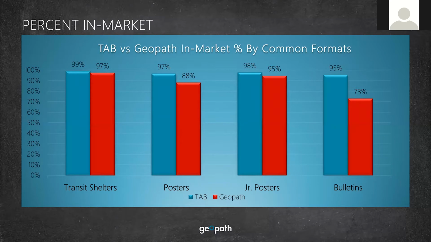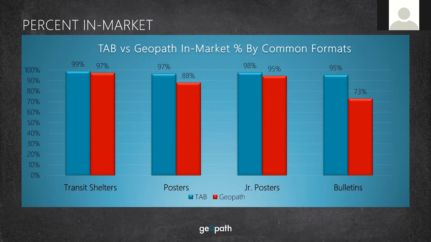Similar to posters, posters are a little bit smaller, situated on more local roadways. Junior posters, somewhat. Oops, so those are backwards there. So posters, seeing a little bit lower in-market audience, and then bulletins, where we used to understand, given the data that existed at the time. Again, we don't want to knock what we were doing in the past, but that was what we had available. We're now seeing about 73% of audience for bulletins coming from inside the market.